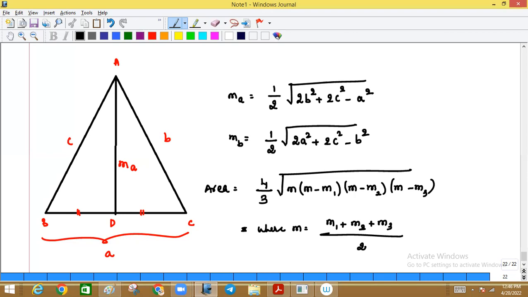You should know the formula for length of median. Length of median corresponds to vertex A is equals to 1/2 under root of 2b square plus 2c square minus a square. Right? Same is the case with corresponds to B and corresponds to C. Then after, we should know when medians are given, how do we find out the area of the triangle? We find out the area of a triangle when medians are given by using the formula 4/3 of under root of m into m minus m1, m minus m2, m minus m3. What is m there? m1 plus m2 plus m3 by 2, not by 3. It is only by 2. Is that clear? Now see here.